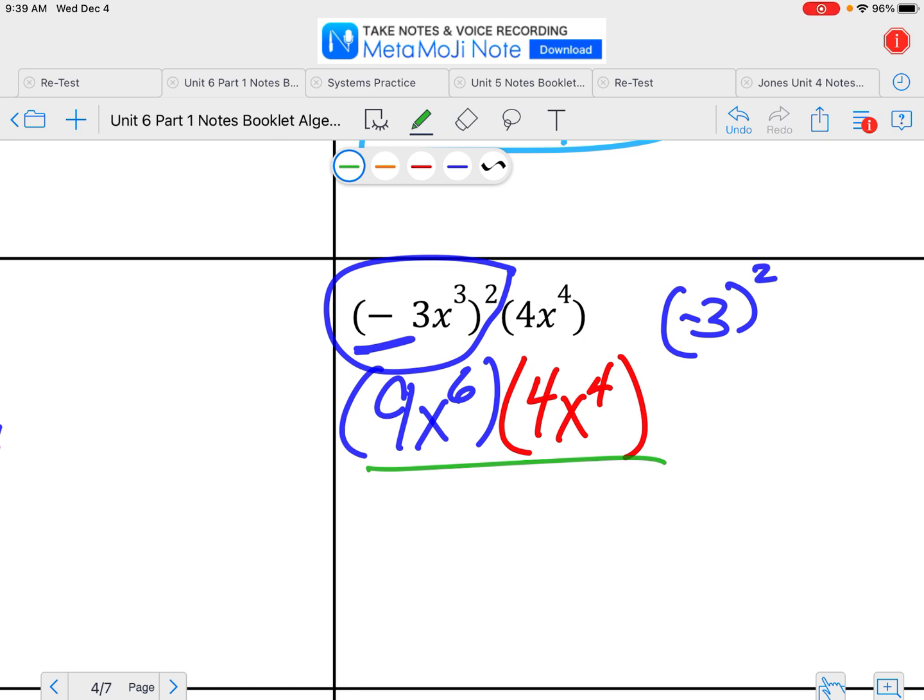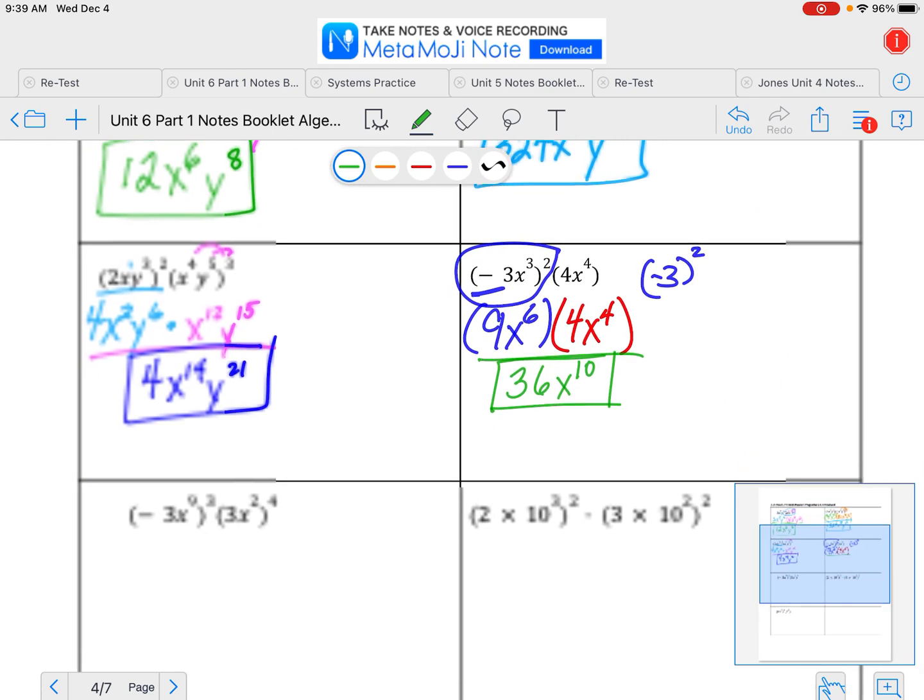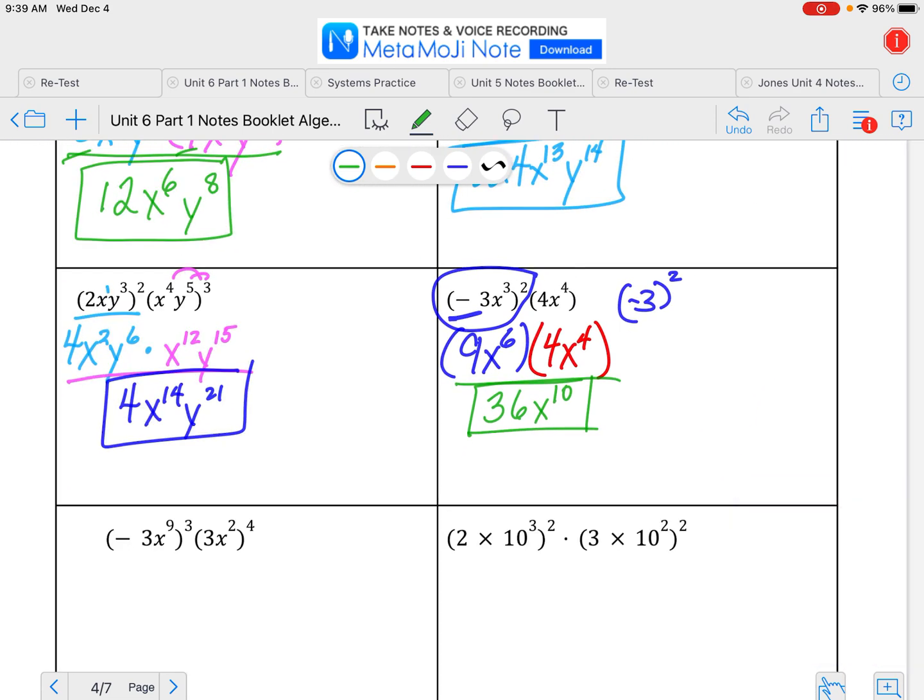Then we use the product property. 9 times 4 is 36, and then add the exponents. And there's your answer. We are just combining the 2 properties.